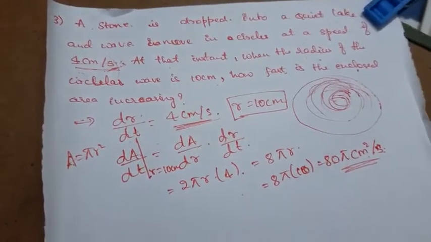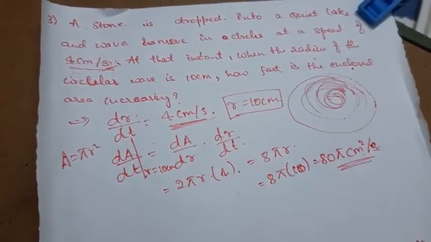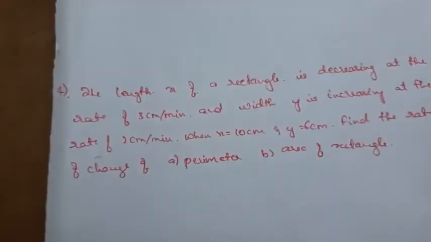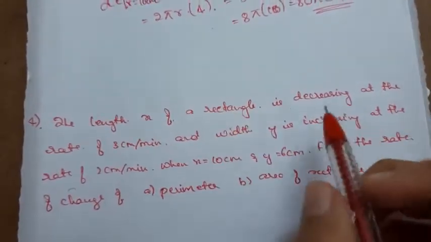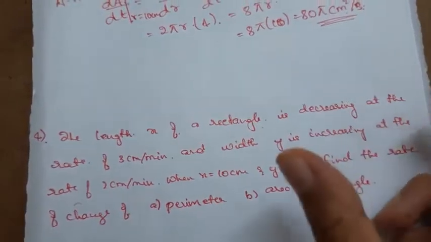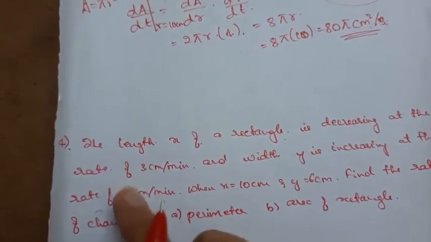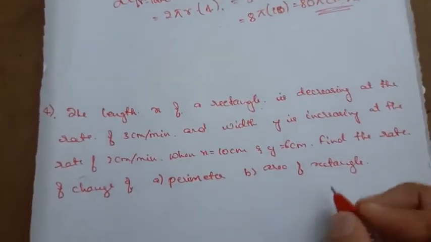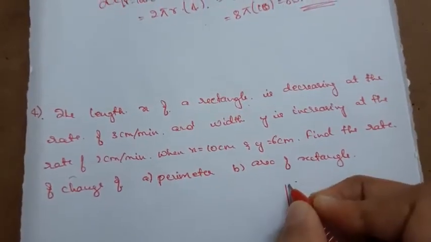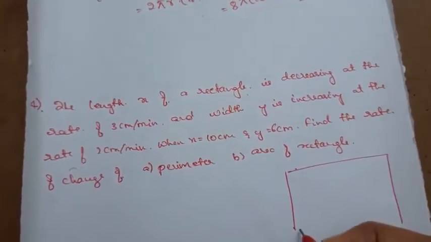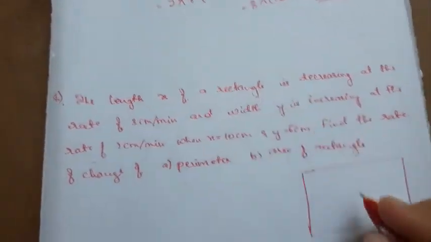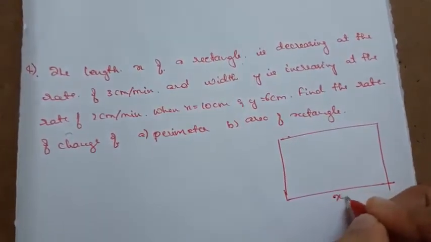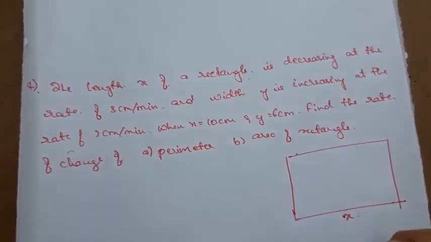So this is how we are going to identify in each type of the question. So the next question is, the length x of a rectangle is decreasing at the rate of 3 centimeter per minute. So they have considered one rectangle over here. I am considering that rectangle. They have considered the length of x centimeter.